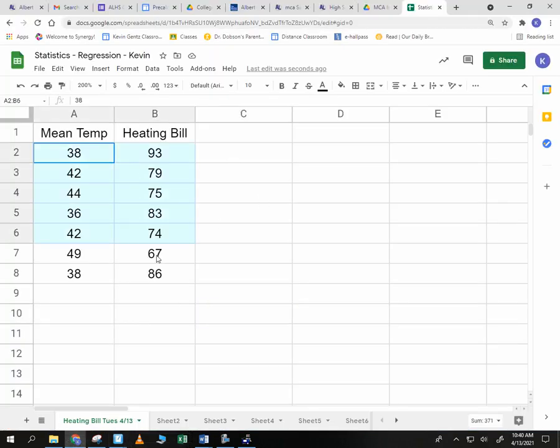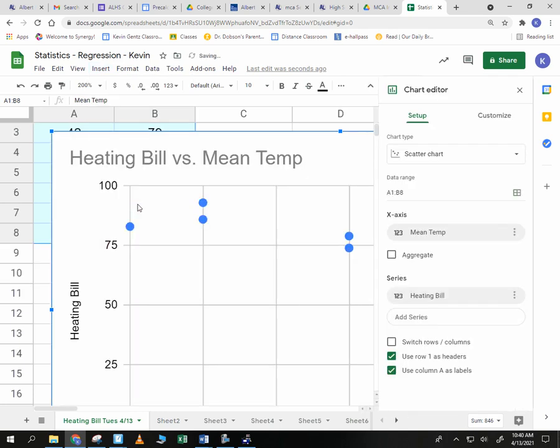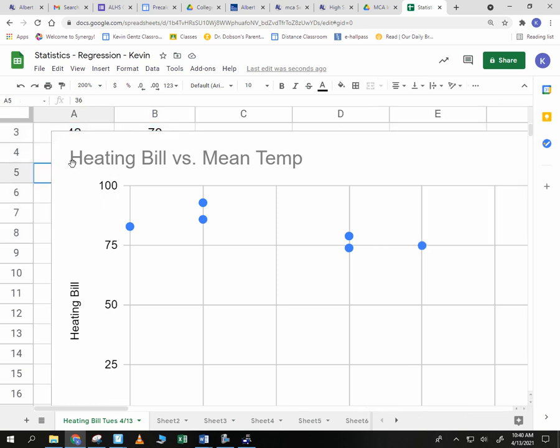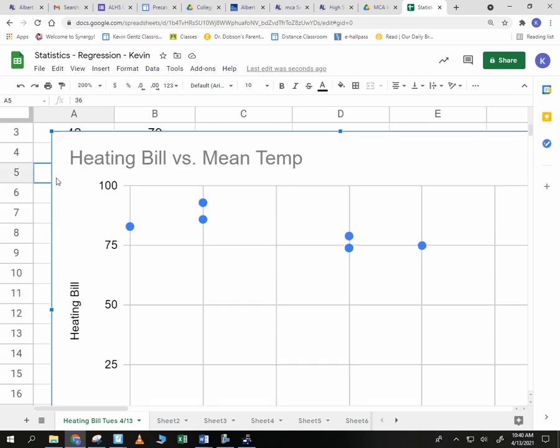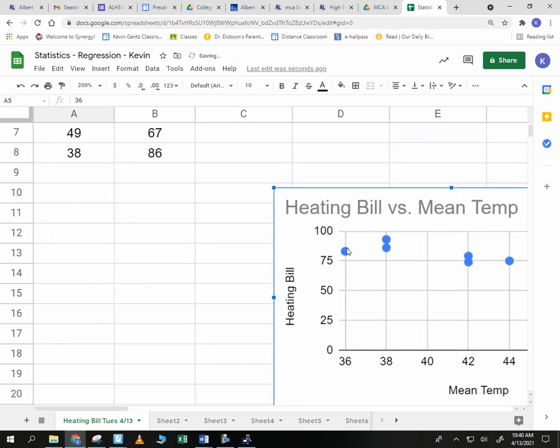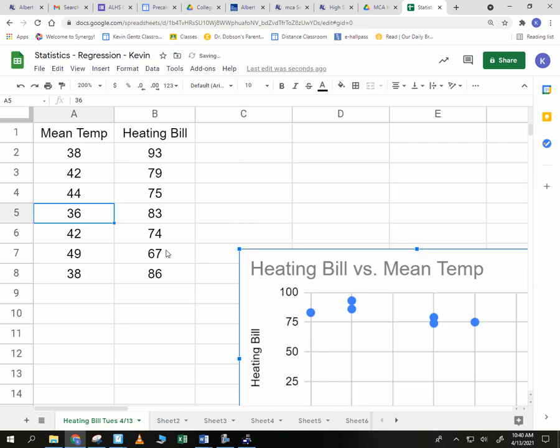We grab the data. I'll try grabbing the labels and see what happens. Maybe we'll put those there as well. Anybody want to guess what I press? Insert chart. Very good. It tries to guess which chart. It said it grabbed a scatter chart. Is that what we want? It sure is. It said heating bill versus mean temp. It put the mean temp on the bottom, the heating bill on the side, exactly like we wanted it to. It's a little bit bigger than I want. I'm going to make it smaller and drag it up into this area.